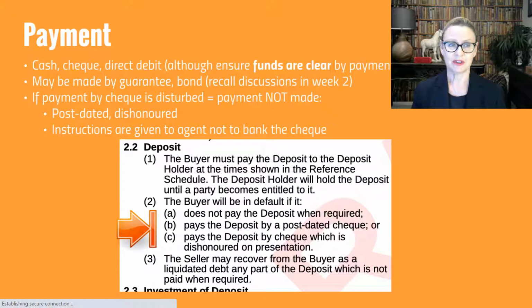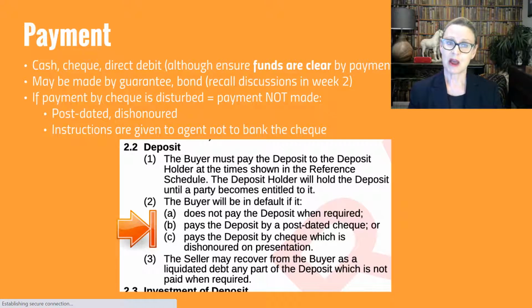How can you pay a deposit? Well, you know, there's plenty of ways to skin a cat, so to speak. Cash, don't know many people that pay in cash, but yes, it does happen. Check, sometimes direct debit, although, as the text says, be very careful if you're going to pay by direct debit because you need to allow for the time lag. So if it takes your bank 3 days to clear an instruction to allow a direct debit, then you're going to have to make sure that the funds will be clear by the date that the deposit is payable.